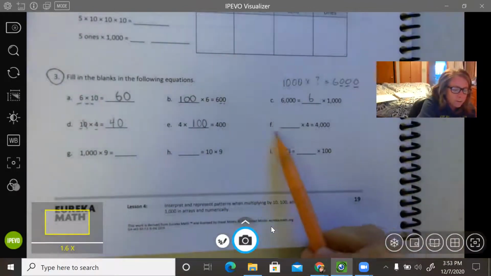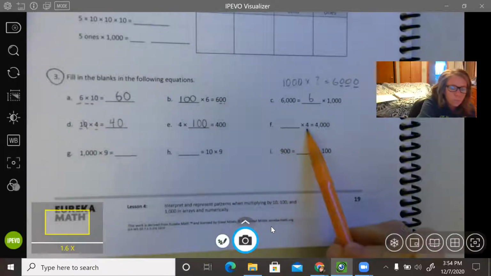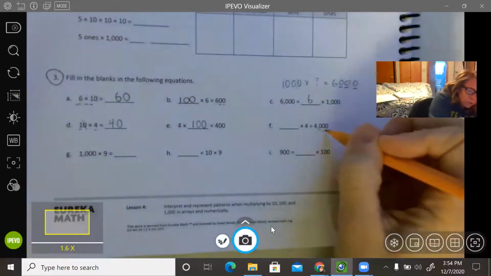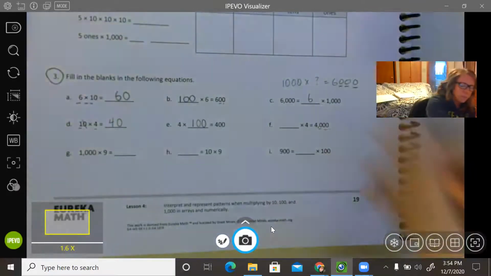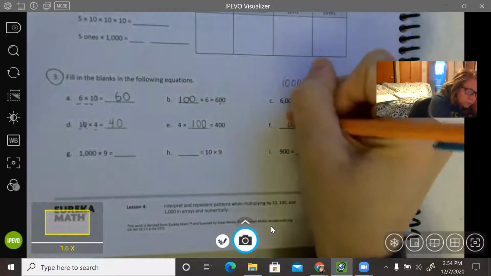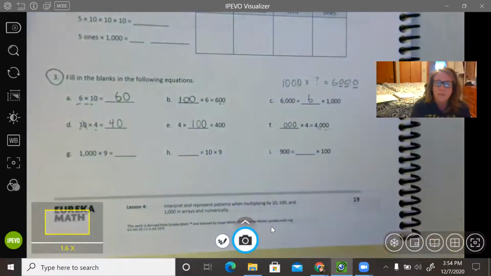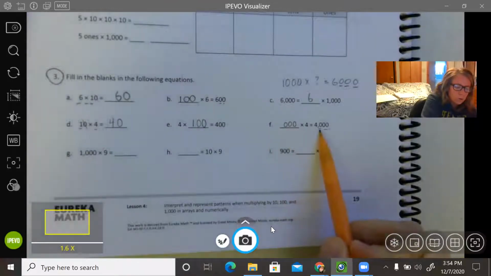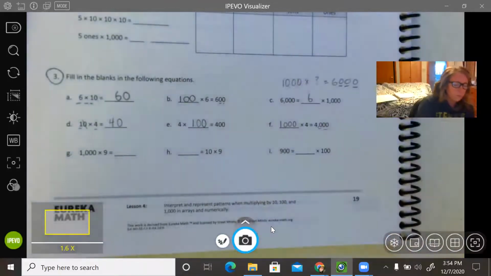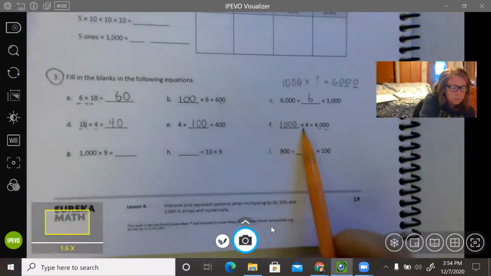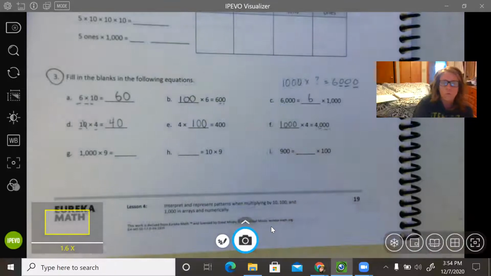Letter F. Blank times 4 equals 4,000. Again, I have 1, 2, 3 zeros in my answer, no zeros in this factor. So I'm going to put 1, 2, 3 zeros in this factor. What times 4 equals 4? 1 times 4 equals 4. So 1,000 times 4 equals 4,000.